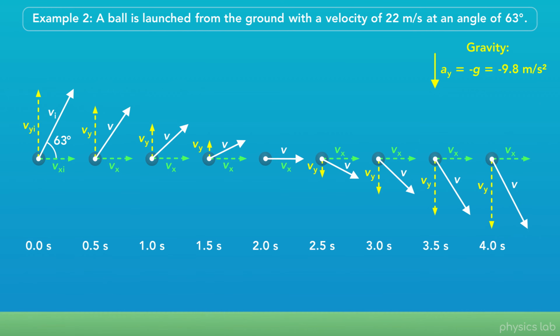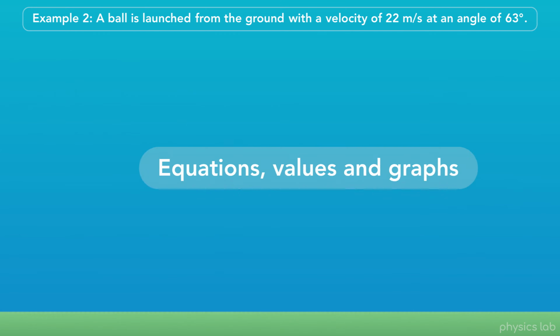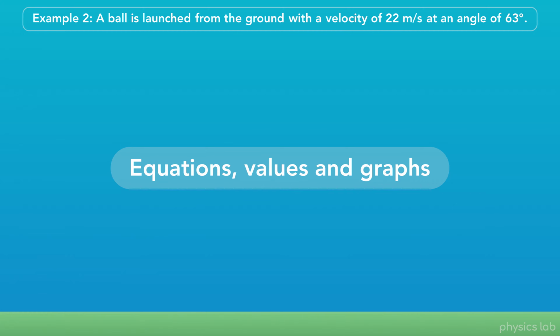If we line up the vectors at each time, we get a different view of how the velocity vector is changing. The x velocity stays the same, but the y velocity starts pointing up, then gets shorter until it's 0. Then it flips and gets longer in the negative direction. So the vector changes length and it rotates. Now let's quickly run through the actual values of the positions and velocities. Then we can look at the motion graphs for this example.